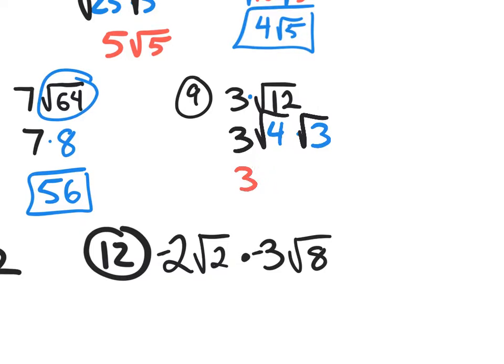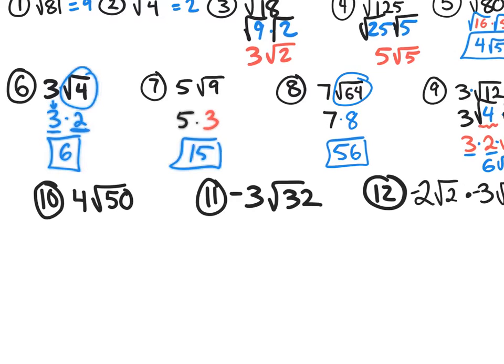So the 3 is going to come down again. The square root of 4 is really 2, and there's multiplication between the two numbers, and the square root of 3 just comes down again. So my final answer, when I do 3 times 2 times square root of 3, I just multiply the 3 and the 2, and I'll get 6. Bring down the square root of 3, and that's my final answer, 6 square root of 3.